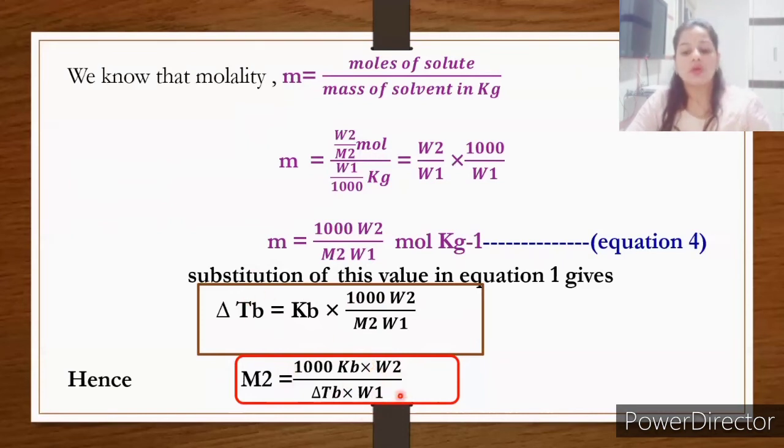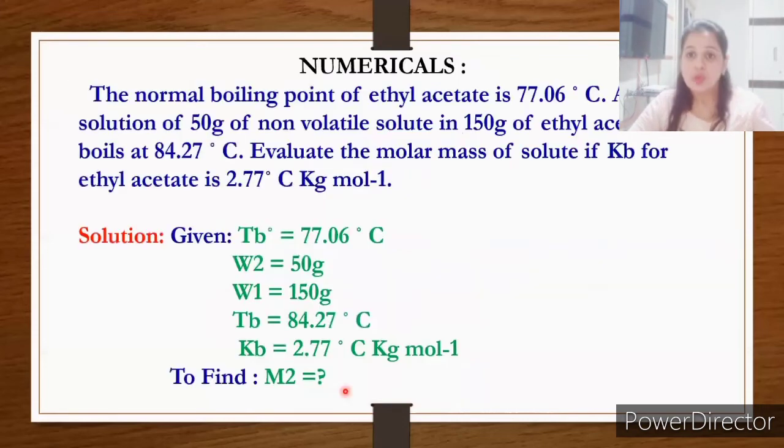So M2 will be equal to 1000 into Kb into W2 upon delta Tb into W1. M2 has gone to the numerator, so delta Tb will come in the denominator. Hence our equation becomes M2 is equal to 1000 Kb W2 upon delta Tb into W1. You have to keep this formula in your mind because most of the time numericals are asked on it. Okay, let us try to solve one numerical.